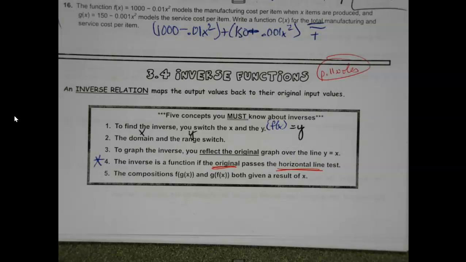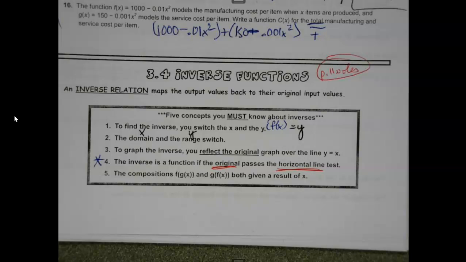The inverse is a function, oh boy, if the original passes the horizontal line test. So we'd always said a function has to pass the vertical, but now to see if the inverse does, we're going to turn our line 90 degrees and do a horizontal line test instead. And then the last one, I'll just explain when we get there.